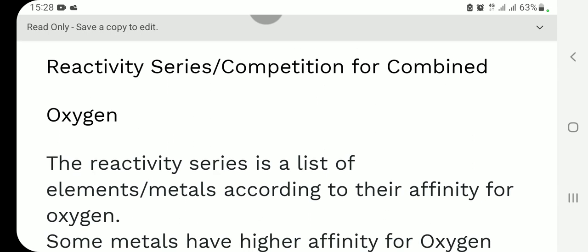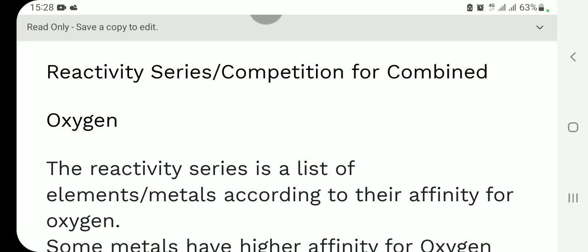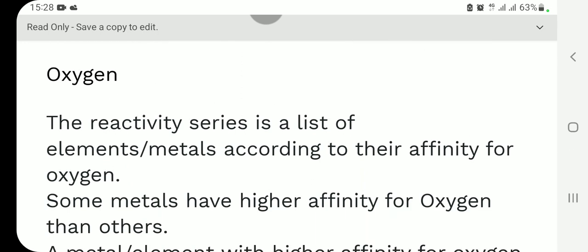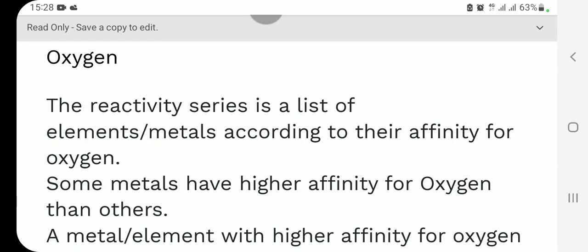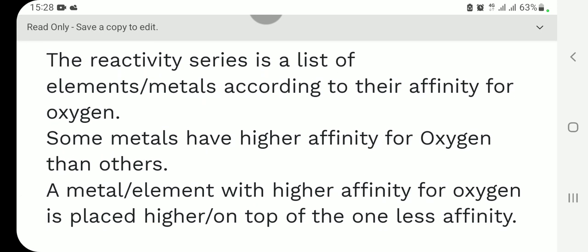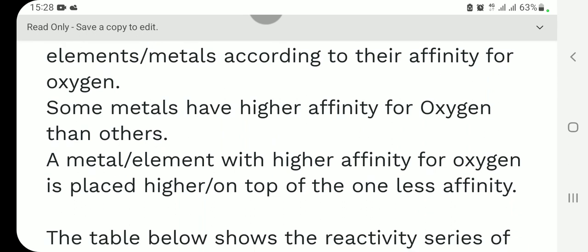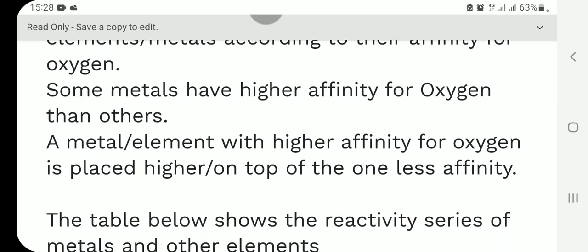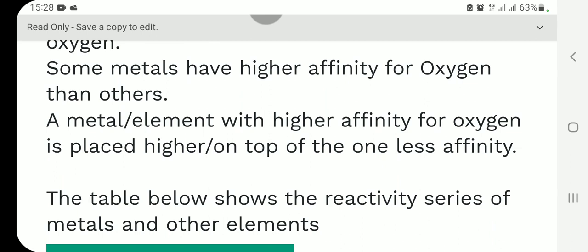Now we are done with the reactions of metals. We'll end there and meet later for the reactivity series, for competition, or we can complete it. The reactivity series lists elements of metals according to their affinity for oxygen. Some metals have higher affinity for oxygen than others. A metal with high affinity for oxygen is placed higher at the top, and those with less affinity lower.